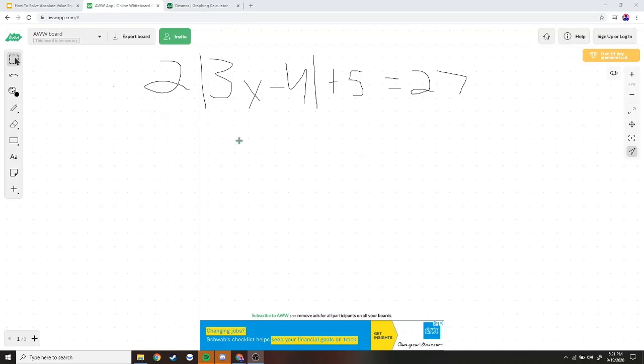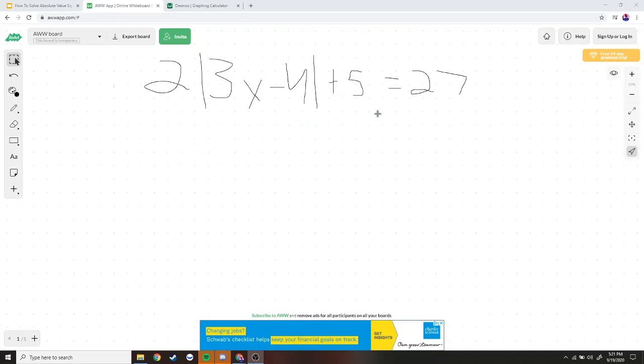Here we have 2 multiplied to the absolute value of 3x minus 4, plus 5, is equal to 27. Now you may be inclined to just turn this absolute value into parentheses and then set it equal to 27, and then do it again and set it equal to negative 27, but you can't do that. What we have to do is isolate this absolute value function or operator.